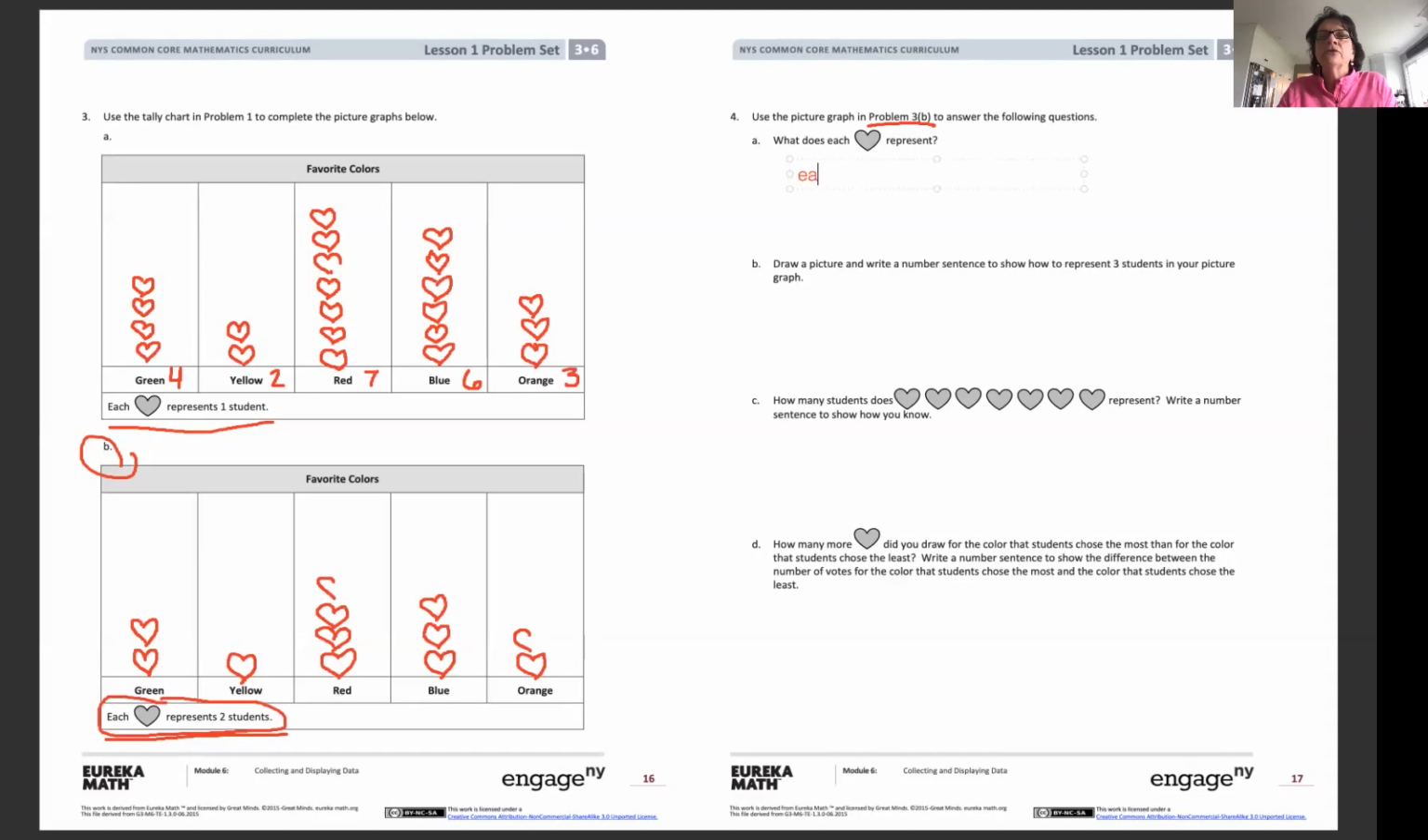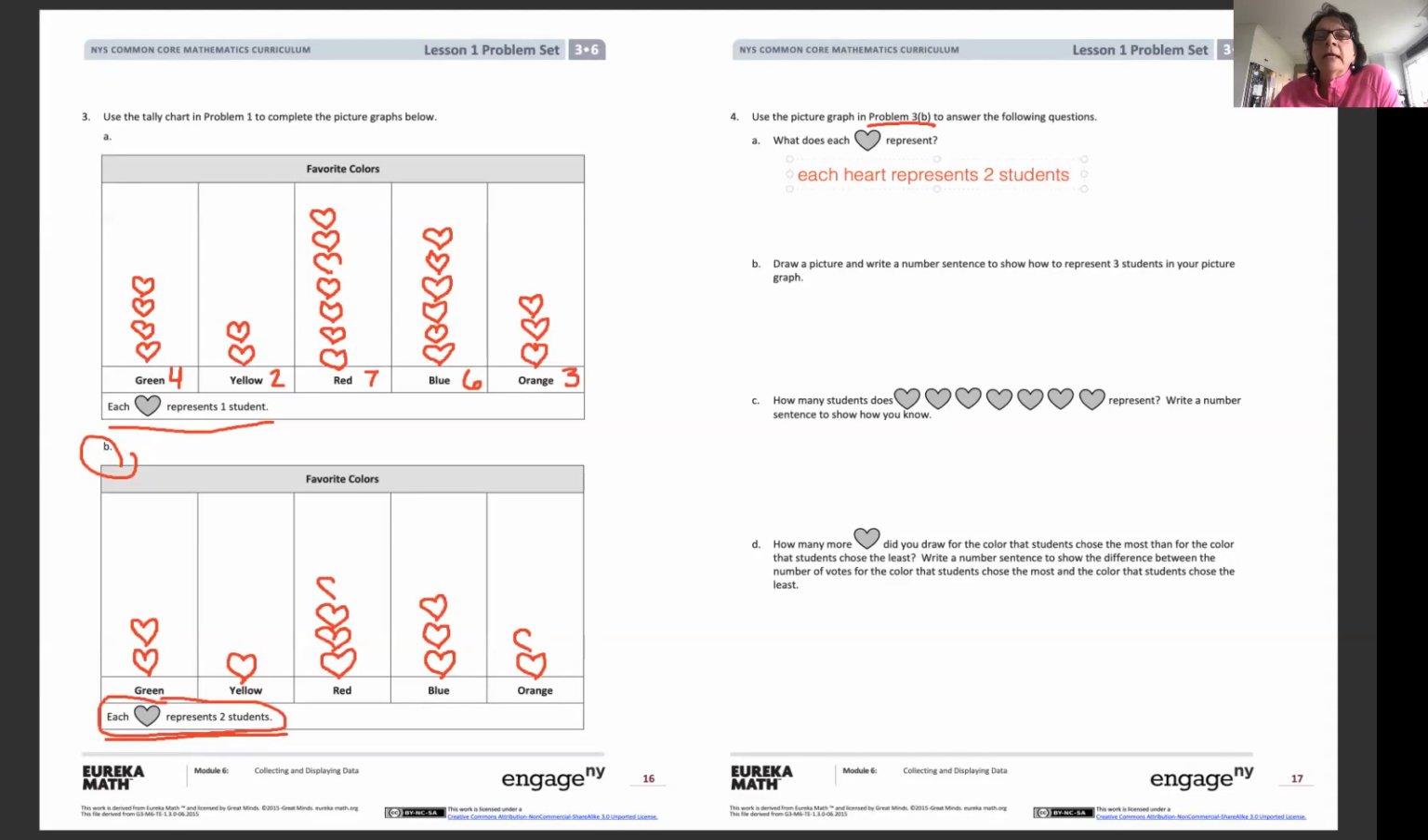We can say each heart represents 2 students. And if it's quicker for you boys and girls, you can just write 2 students. Just make sure you dress up your numbers, okay?